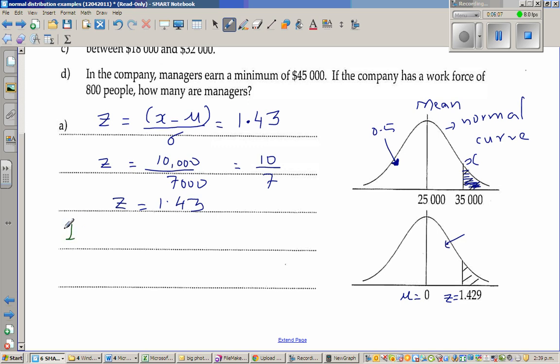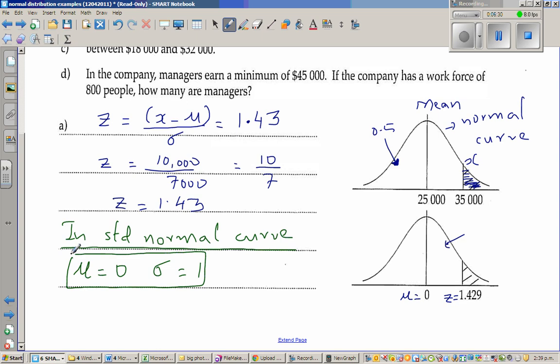In a standard normal curve, these are the two values which are considered, where the mean is always 0 and the standard deviation is 1. Okay, so these are the facts you should know. In the standard normal curve, the mean is always 0, corresponding to any value of mean in the normal curve. So the corresponding value for 25,000 in the standard normal curve is 0.